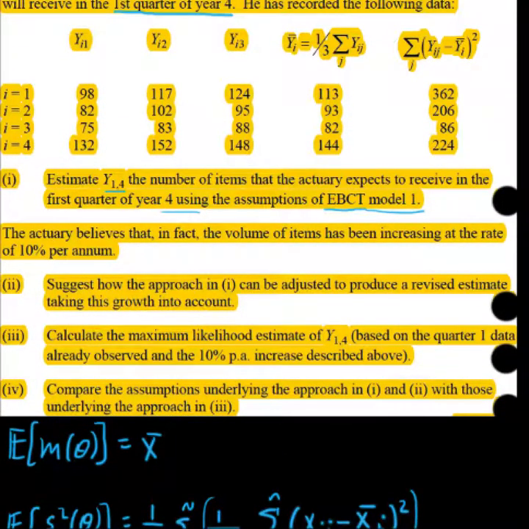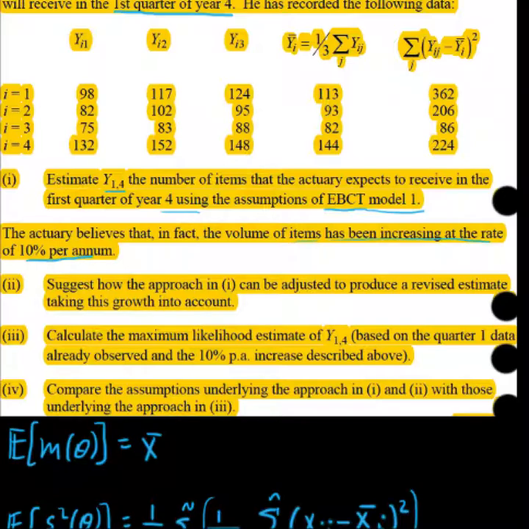Now, the next bit, it says that the actuary believes that in fact, the volume of items has been increasing at a rate of 10% per annum. So suggest how the approach in I could be adjusted to produce a revised estimate taking this growth into account. Well, that sounds kind of similar to empirical Bayes credibility theory model 2, where you've got some risk factor affecting it. So basically what you could do is adjust these numbers and try to bring it all to what year 4's figures would be.